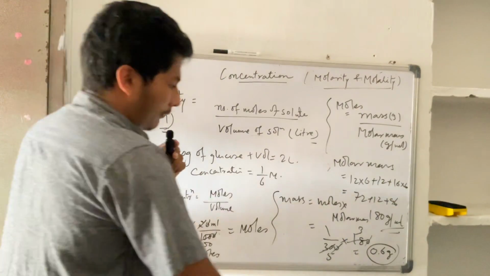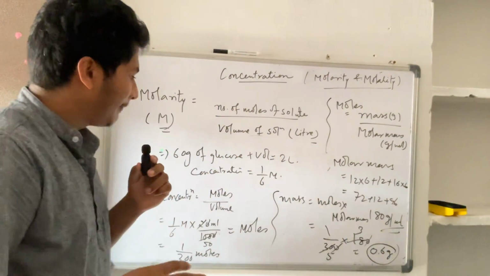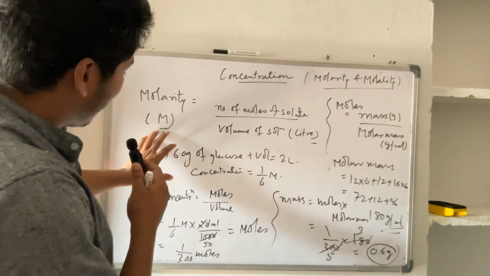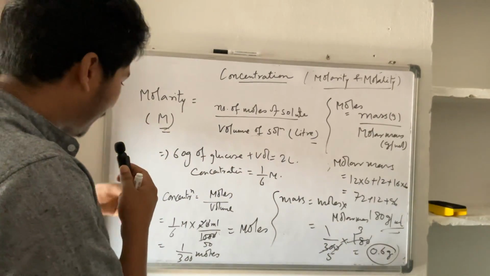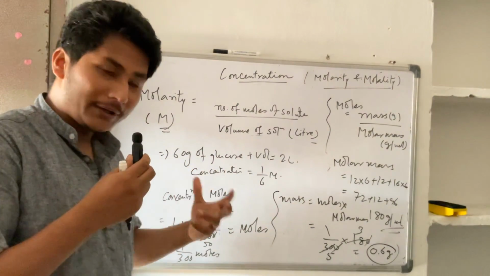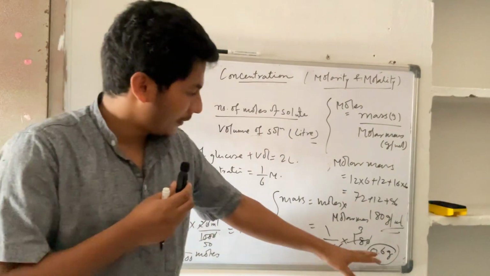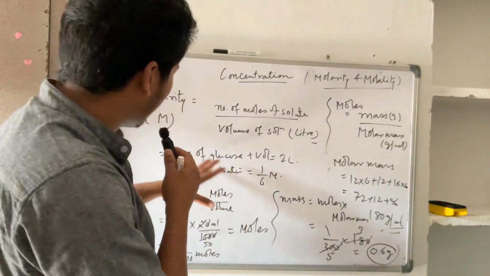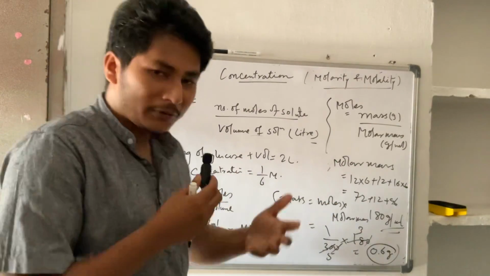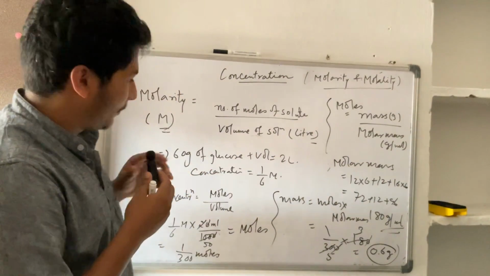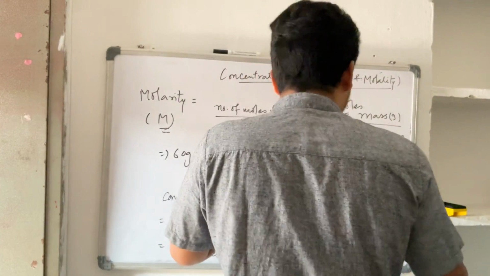So this is a very good question. You have prepared a solution. From there you have taken out some amount of solution, and now you have been asked how many grams of solute was there. By doing this calculation, we found that 0.6 gram of glucose is present inside this 20 ml solution which you have taken out of the solution which you have prepared. Okay, so this is all about molarity.